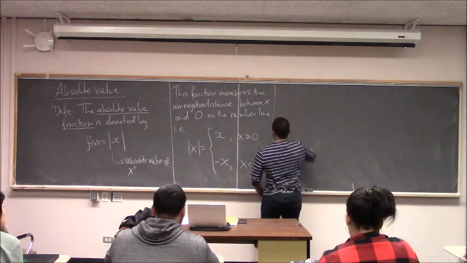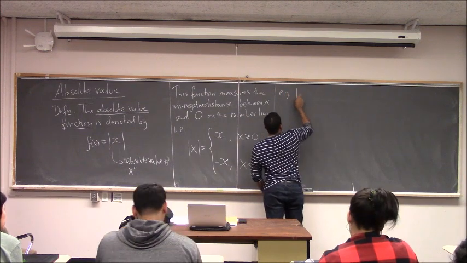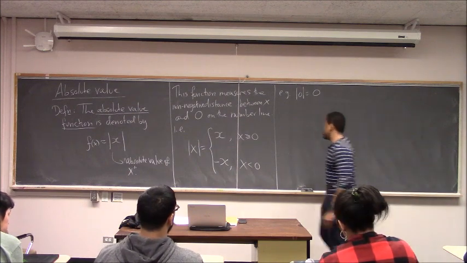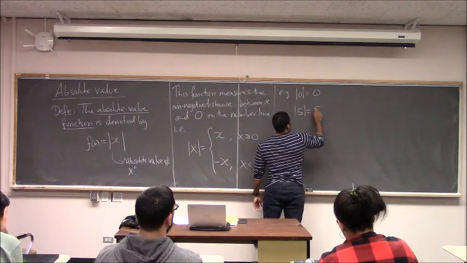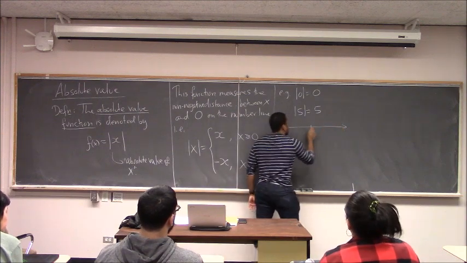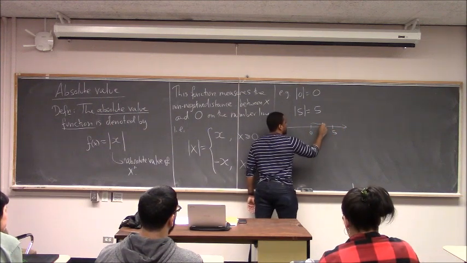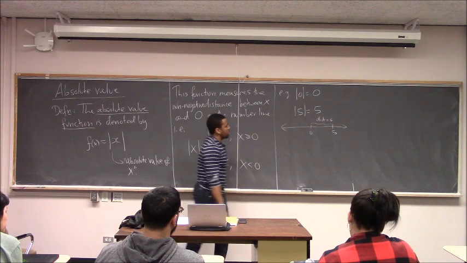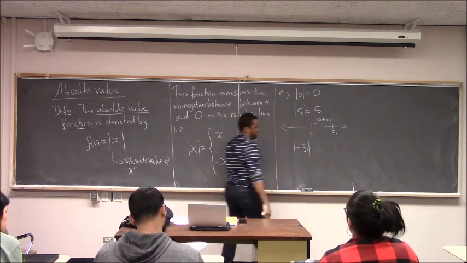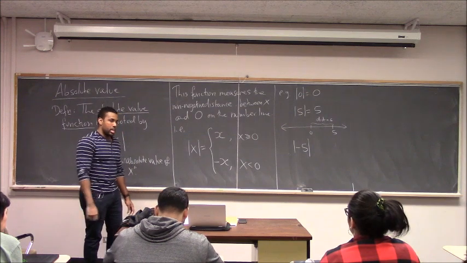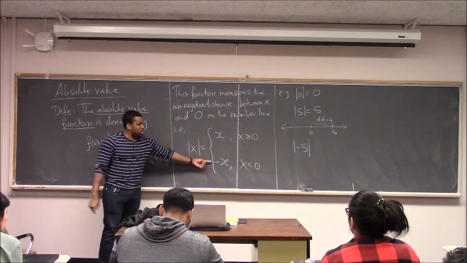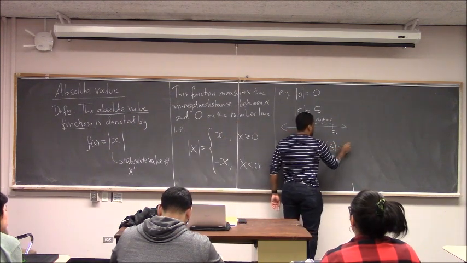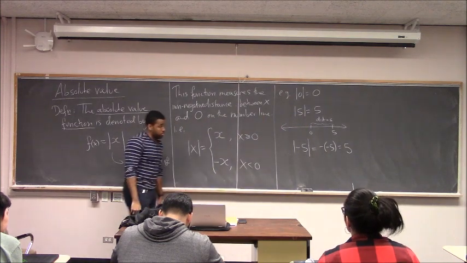So this will say something like, for example, the absolute value of 0 is 0, right? Because the distance of 0 from itself is, there is no distance, it is 0. Absolute value of 5 is 5. Why? On the number line, if I measure the distance from 0 to 5, the distance is 5. Now you look at the absolute value of negative 5. Negative 5 is a negative number, which means this function is going to take the negative of negative 5. In other words, it outputs positive 5.